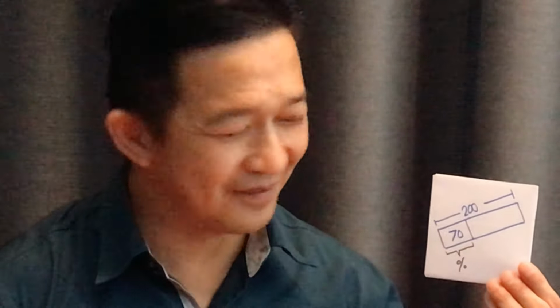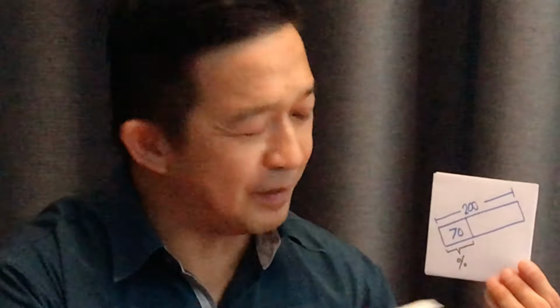What if we have another story? There are 200 people in a hall, and 70 of them are adults. How many percent of the people in the hall are adults? Are you able to see how to write a fraction to show the number of adults? Can you write it down?